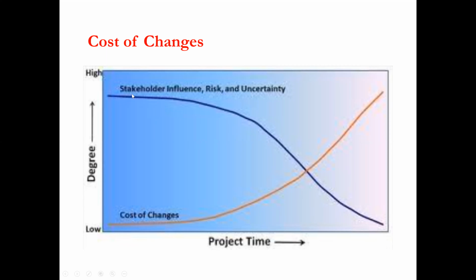And similarly, for stakeholders influence, risk and uncertainty. Stakeholders can influence more in the beginning, and as the project progresses, their influence is also going to reduce. Similarly, the cost of changes is less in the beginning, and it is going to increase as we move forward towards the completion of the project.